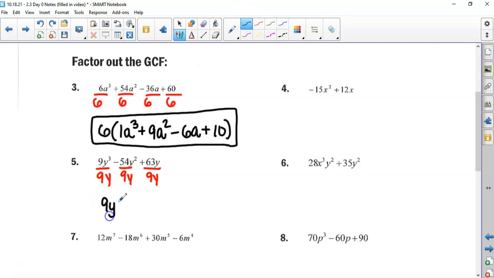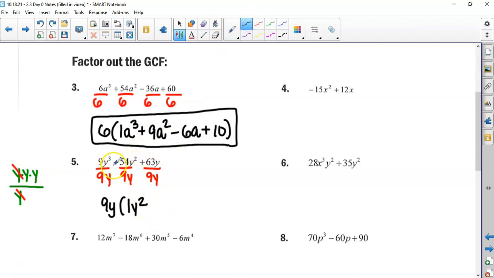GCF goes outside, parentheses. Let's do it. 9 divided by 9, 1. Y cubed divided by y. You had 3 y's here. You're factoring out a single y. Y squared remains. Another way to visualize that, y cubed literally means y times y times y. You're dividing by a single y. Any value divided by itself cancels, so a single y cancels out, and notice y squared remains.